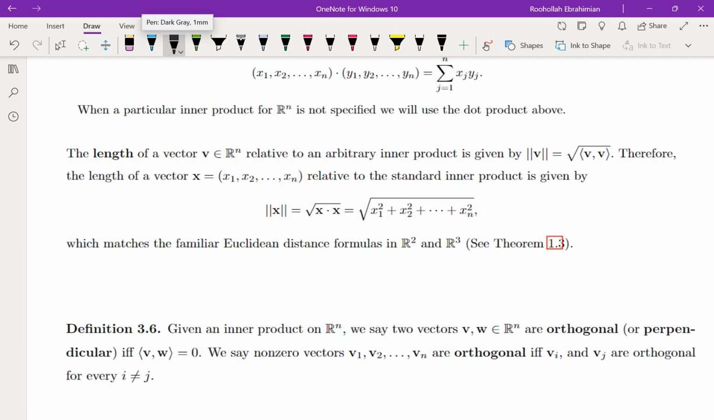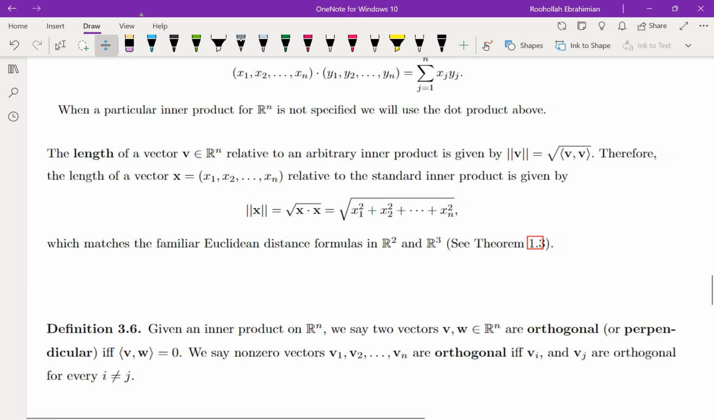Now, if you take a vector x or a vector v, when you take the inner product of a vector with itself with the dot product, you will get this quantity. You will get x1 squared all the way to xn squared added up, and then if you take the square root of that, that will give you the usual Euclidean distance in R3 and R2, which are the ones that we have at least seen.